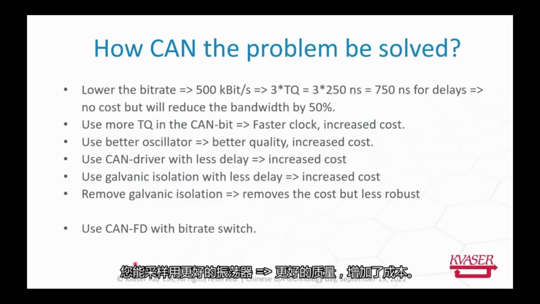This demands a faster clock, which would probably increase the cost. You can use a better quality oscillator, increased cost. You can use CAN drivers with less delay, CAN-FD CAN drivers, which probably cost more. Use galvanic insulation with less delay, costs more. Remove the galvanic insulation, which will remove the cost, but it will be a less robust product. And the other option available is to switch to CAN-FD and use the bitrate switch to increase the bitrate in the data phase.